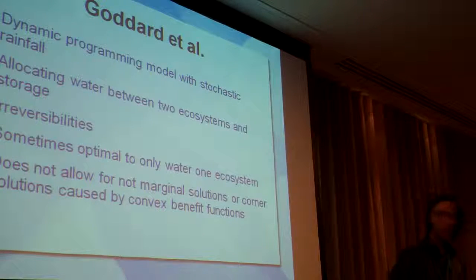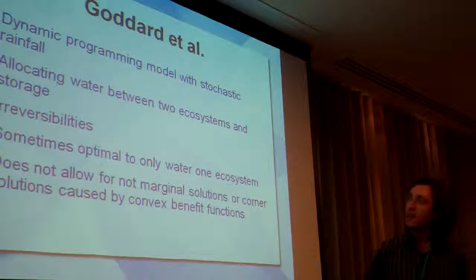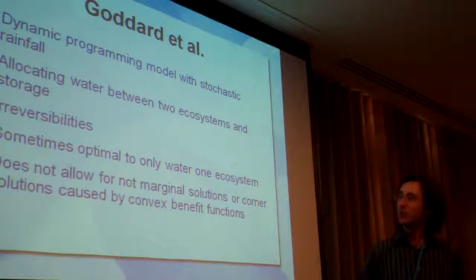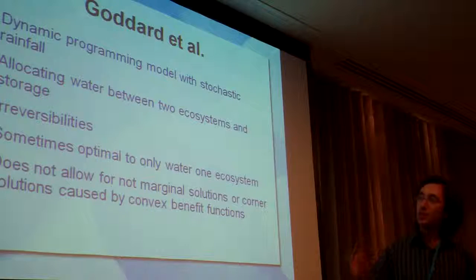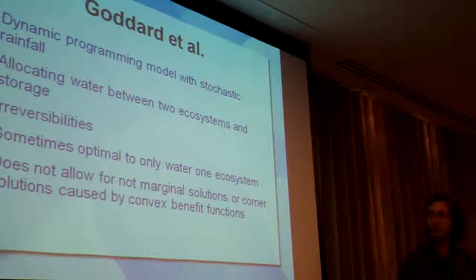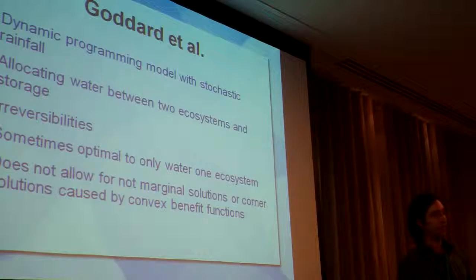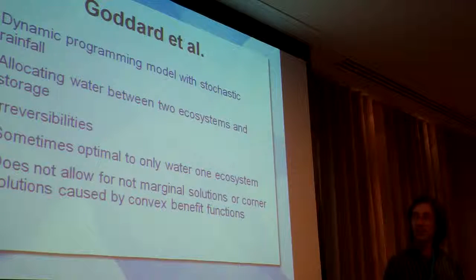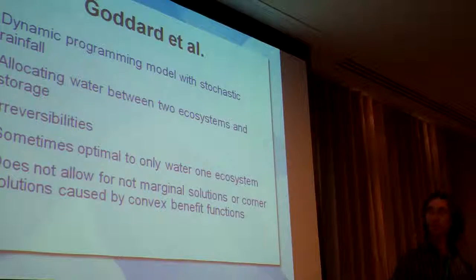So Goddard et al. developed such a framework. It's a dynamic programming model with stochastic rainfall. They're allocating water between two ecosystems and storage. Each ecosystem has a water requirement, and if it receives that water requirement, it returns to full health, and if it doesn't, over a period of about 5 years, it declines in health before it suffers irreversible damage.